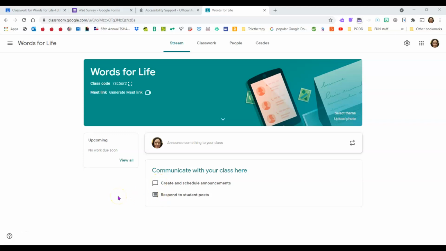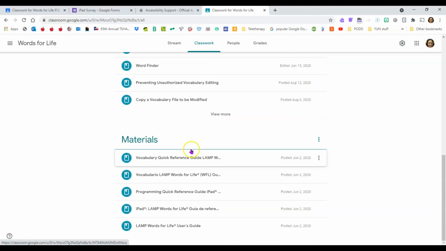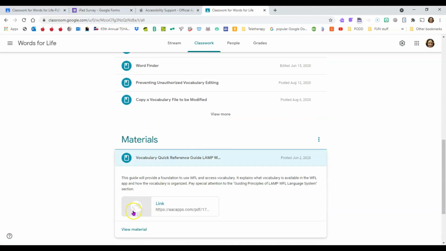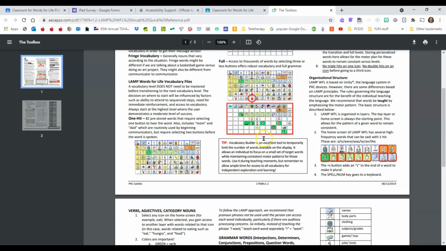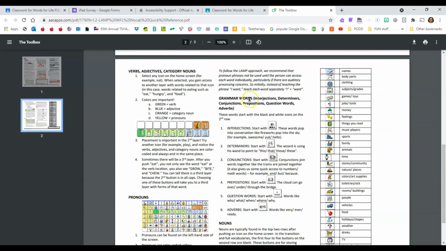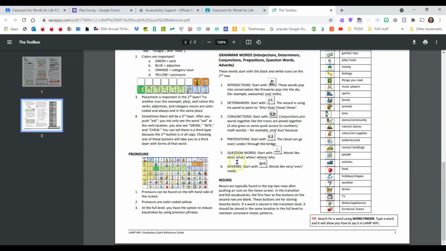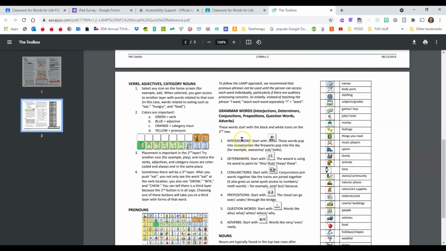For this part, we will be covering the organization of LAMP Words for Life. So you'll want to go into your Google Classroom, into classwork, and you may want to pull up this quick vocabulary reference guide. We've already covered core vocabulary, fringe vocabulary, and the vocabulary files in Words for Life. For this part, we're going to talk about organizational structure. We'll be covering this, and on the second sheet, looking at the different colors and how the words are organized. Let's get started.